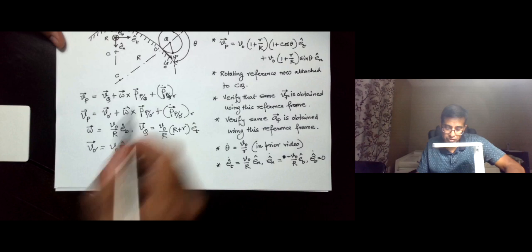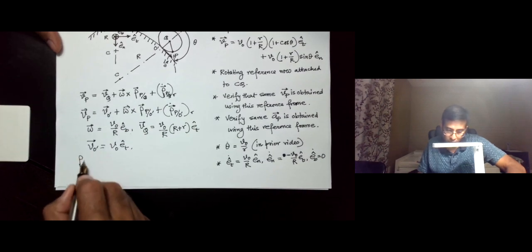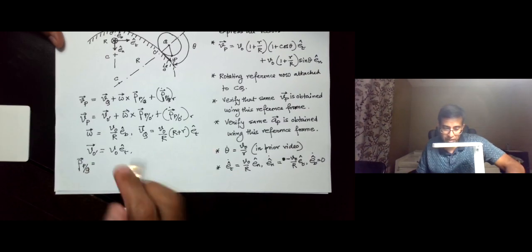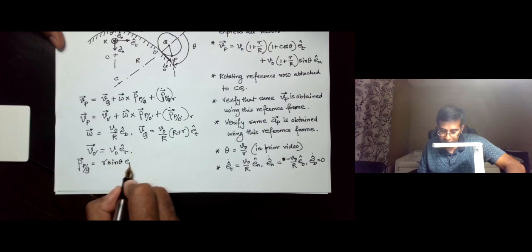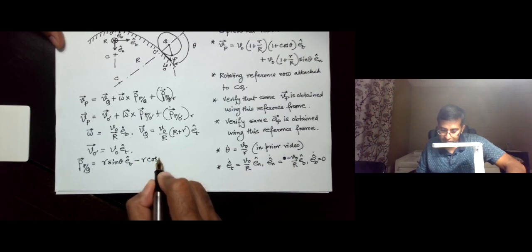Okay, if we used the first equation, then rho p with respect to q, we have derived it before. It is r sine theta ET minus r cosine theta EN.